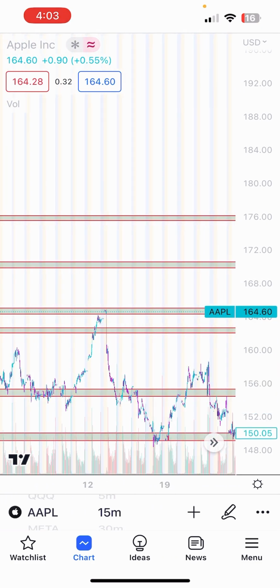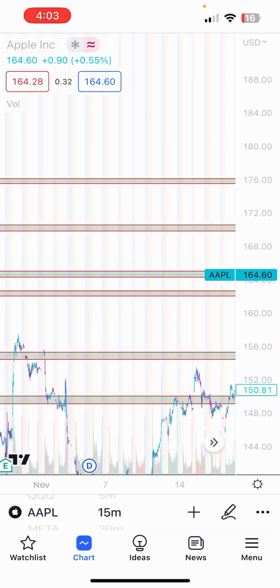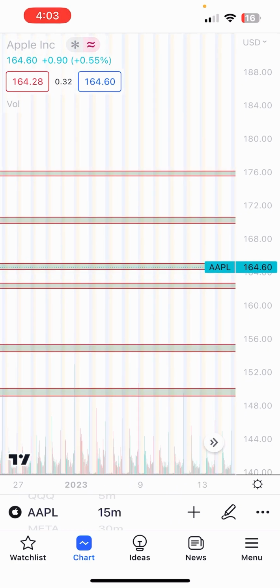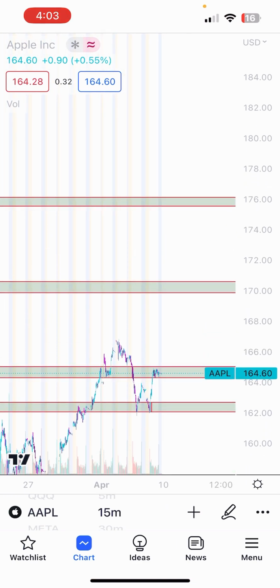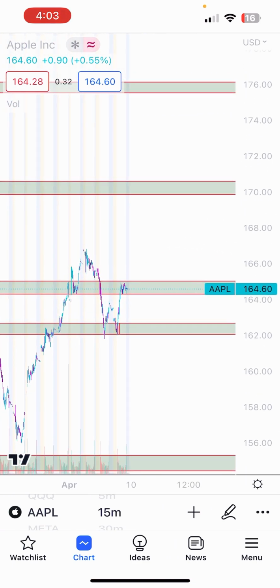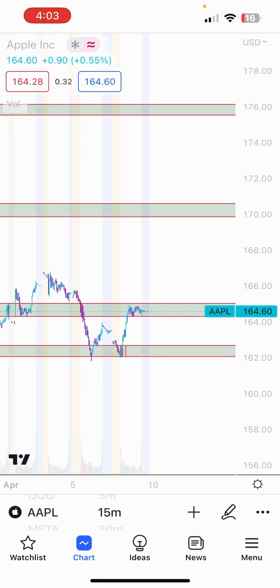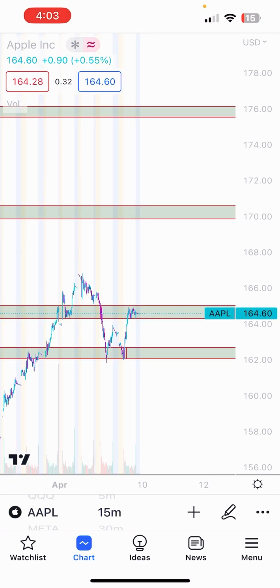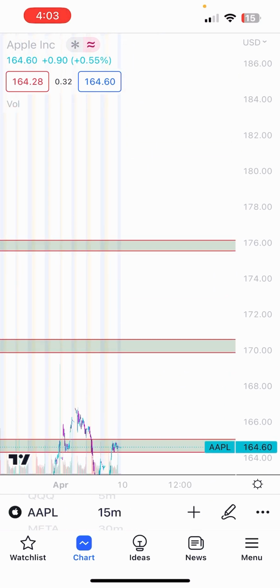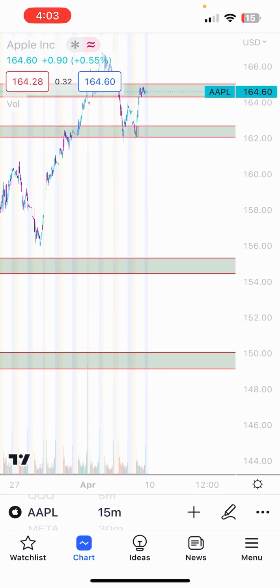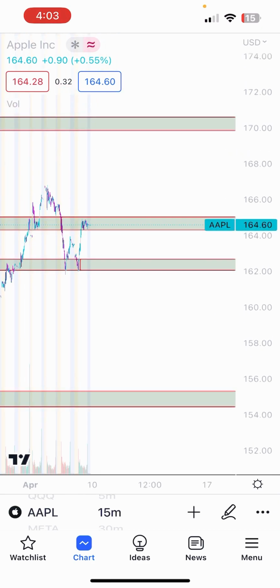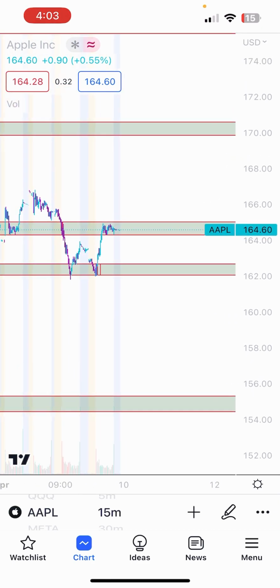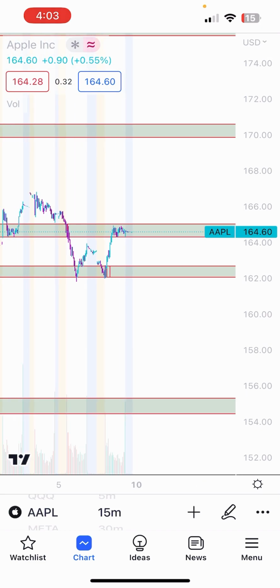Just so you understand that you can draw as many as you can, because right now, look at this. This is market close yesterday. We have two zones on top, and one, two, three zones on the bottom. And this is Apple. My bad, this is Apple.